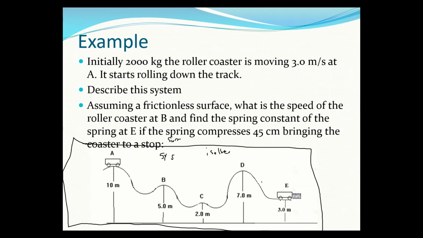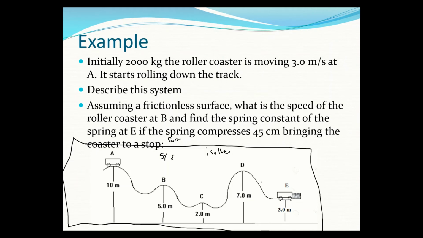Okay. So assuming a frictionless surface, what is the speed of the roller coaster at B, and find the spring constant of the spring at E if the spring compresses 45 centimeters, bringing the coaster to a stop. Okay, so there's a couple parts to this question.